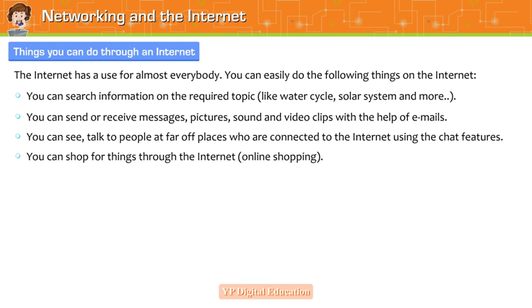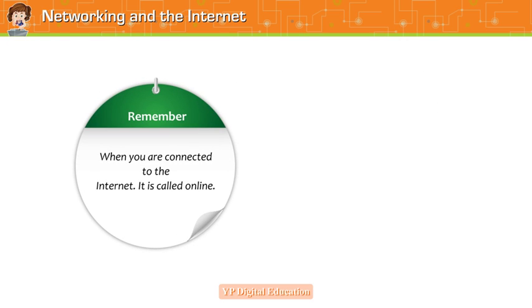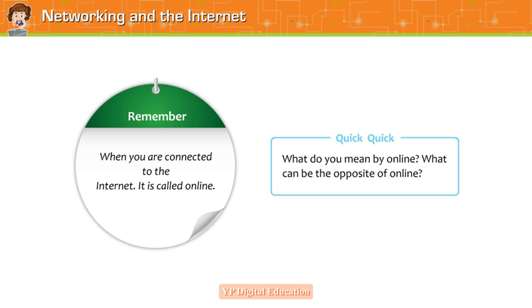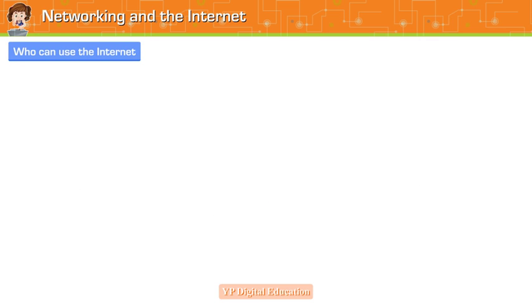You can shop for things through the Internet, that is, online shopping. You can listen to music and play games on the Internet. Remember, when you are connected to the Internet, it is called online. Quick quiz. What do you mean by online? What can be the opposite of online? Who can use the Internet?